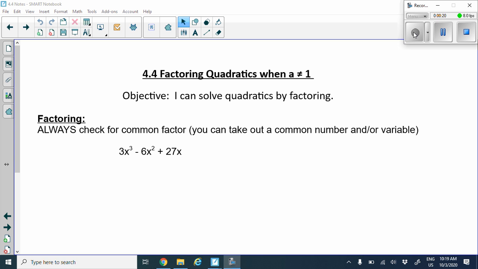Well, what does that mean? So you see where it says always check for a common factor, highlight that, circle that, do something so you remember that. It means you can take out a common number and/or a variable. So let's look at this example.